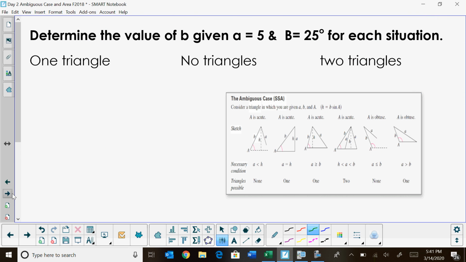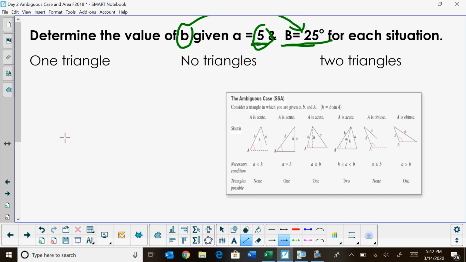Now, I've got one more set of problems. This is on your homework, so I wanted to do an example of one of these. It says, determine the value of B given side A is 5, angle B is 25 for each scenario. So, if we're given an angle and an adjacent side, now notice this one's a little bit different. Angle B and side B, they're going to be the ones opposite each other. Side A this time is the adjacent side, so you just got to be careful when you draw these.